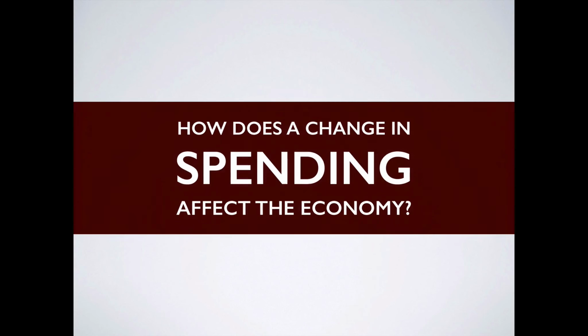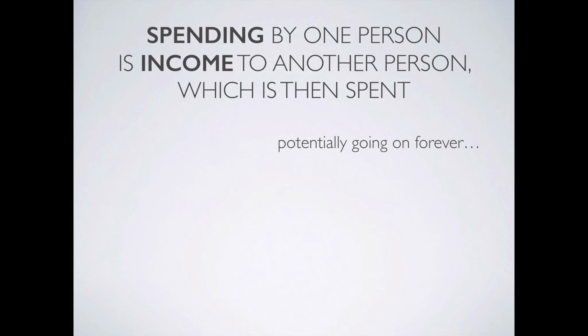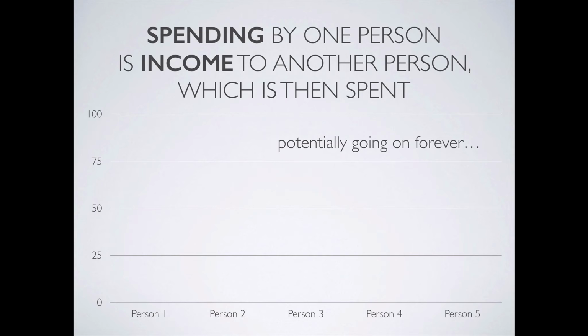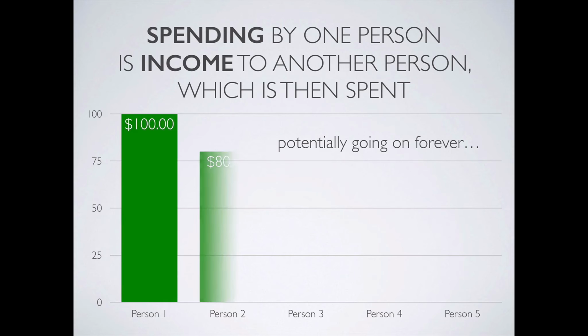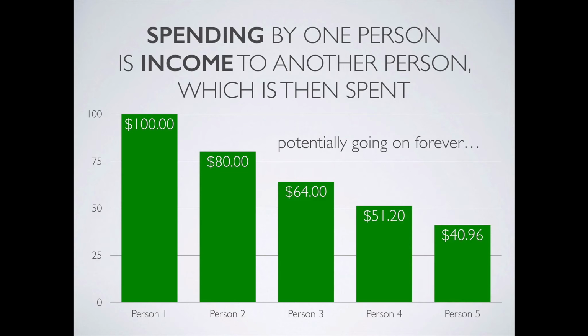So the big question here is, how does a change in spending affect the economy? Spending by one person is income to another person, which is then spent. And this is a chain which potentially goes on forever. So let's examine this. Let's use a graph. And we'll say there are these different people in the economy down here. And if one person gets more money, let's say $100, then what happens? One person gets that $100. That's person one over here.